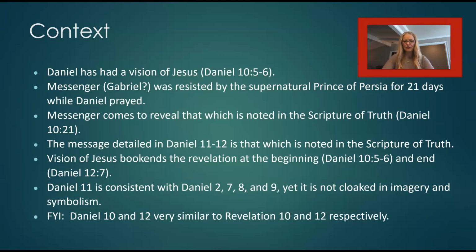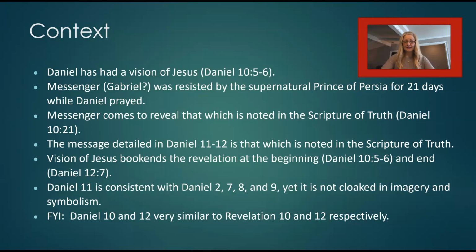The messenger came to reveal that which is noted in the scripture of truth. Well, what's revealed and detailed in Daniel 11 and 12 is that which is noted in the scripture of truth. A vision of Jesus is going to bookend this revelation. Daniel sees Jesus in chapter 10, verses 5 and 6, and then he's going to describe him again lifted up over a river in chapter 12, verse 7. So that framework helps us to understand that this entire prophecy goes together, though it spans a couple of chapters.